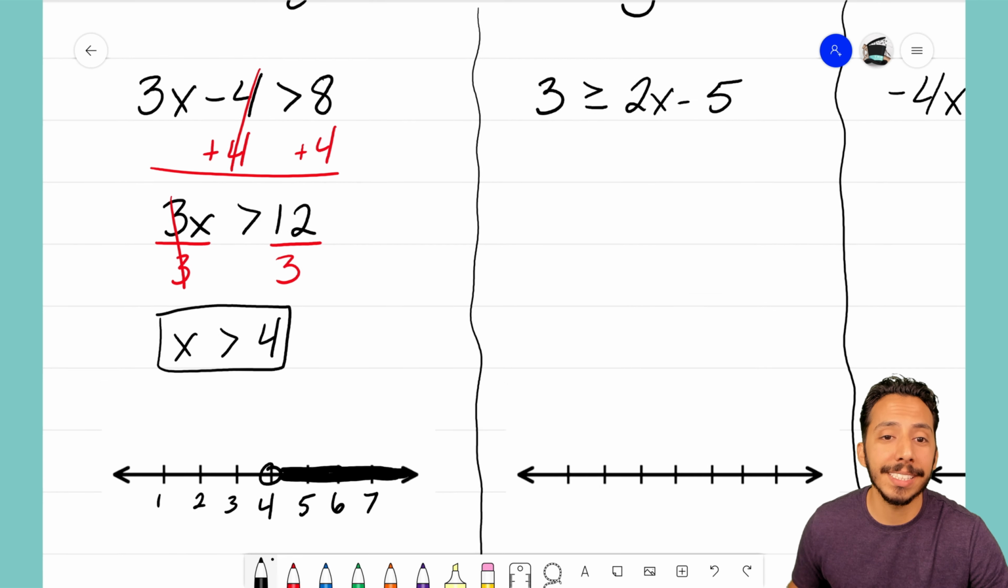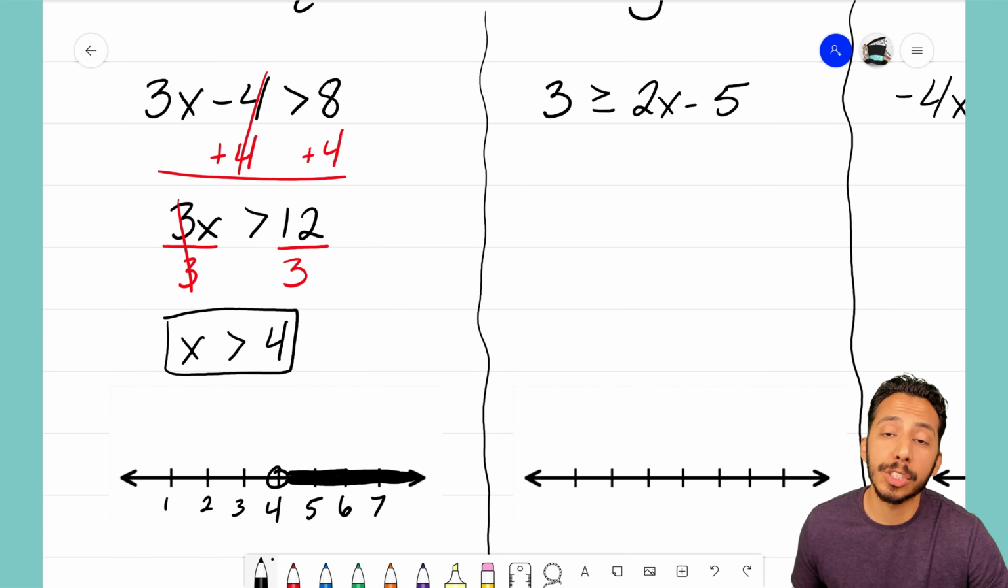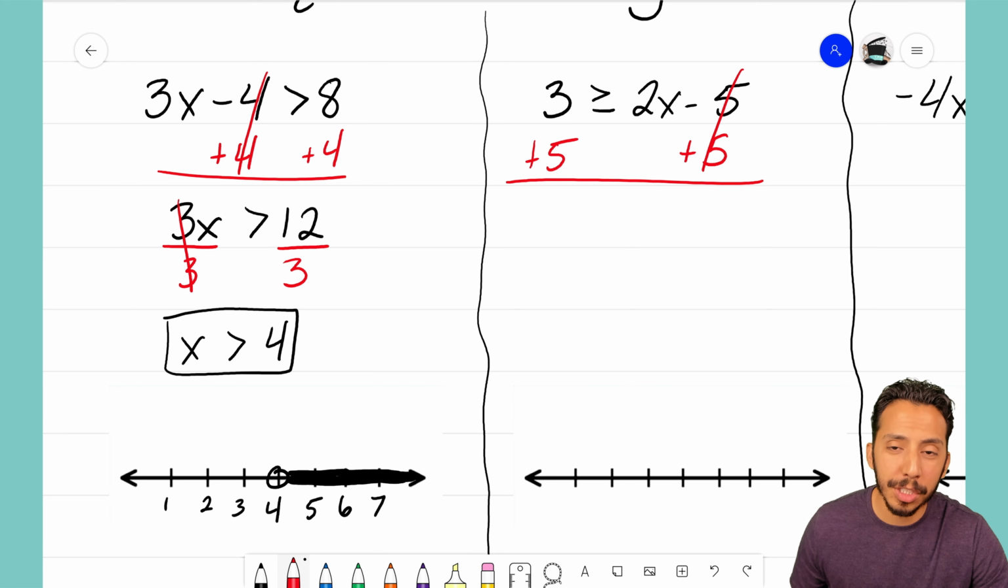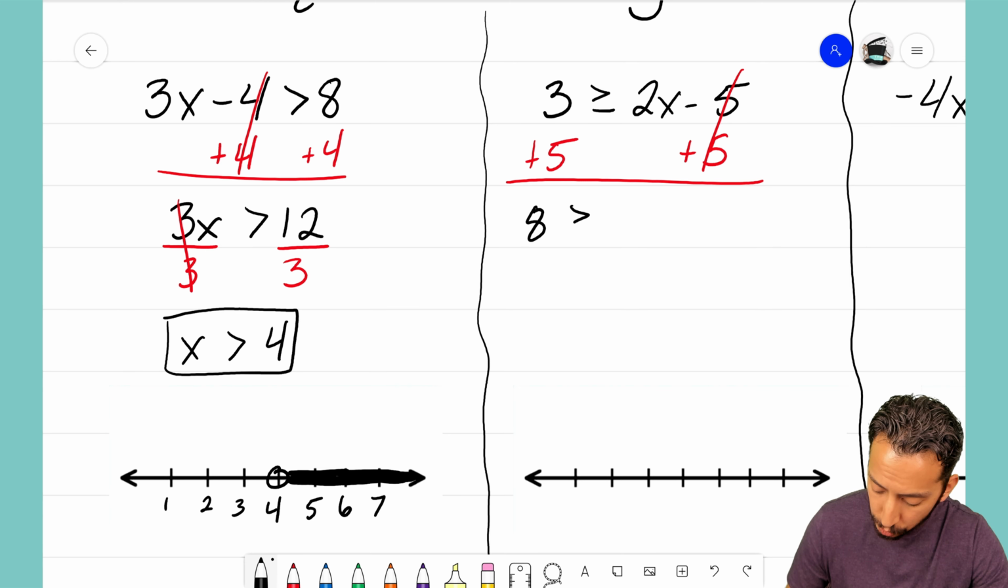Let's look at another example here. 3 is greater than or equal to 2x minus 5. Again, we want to isolate x. Let's get x all by itself. So I have minus 5 here on the right-hand side. To cancel that out, I'll need to add 5 to both sides so that it zeroes out. 3 plus 5 on the left-hand side is going to make 8. 8 will be greater than or equal to 2x.